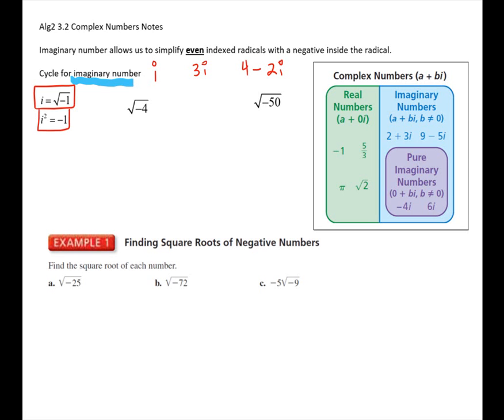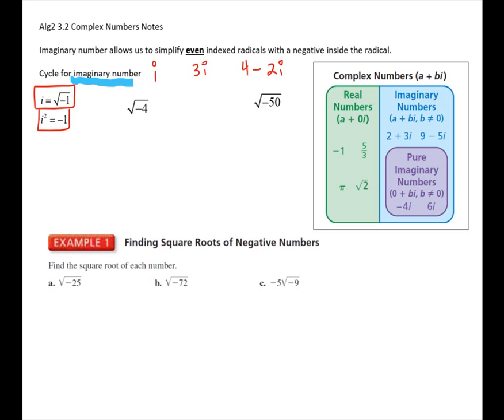Just remember that any final answer you have when working these problems, it's okay to have i, but you cannot have i squared or something higher, i to the third or i to the fourth or anything like that. Okay, it's okay to have i. Now let me show you how to simplify these radicals using the imaginary number. It's actually really simple, like one extra step.